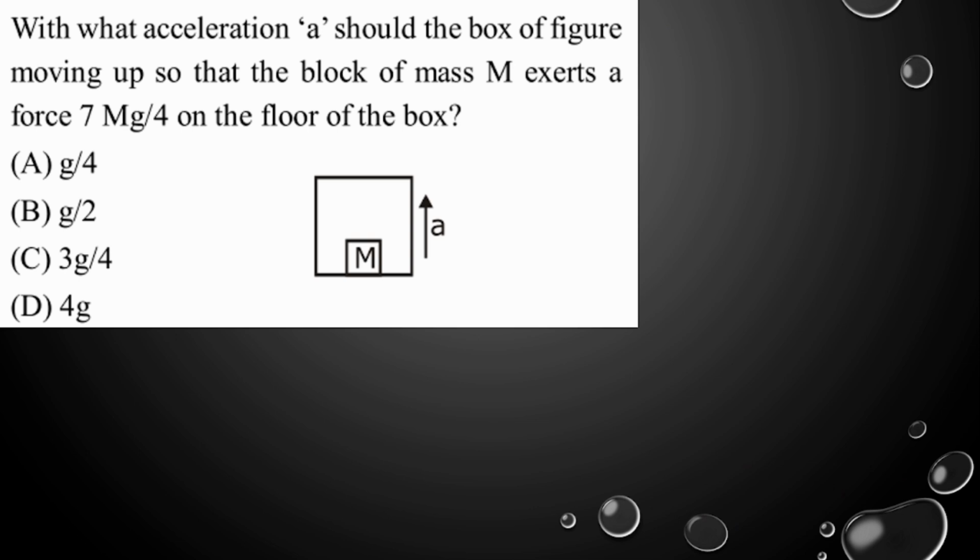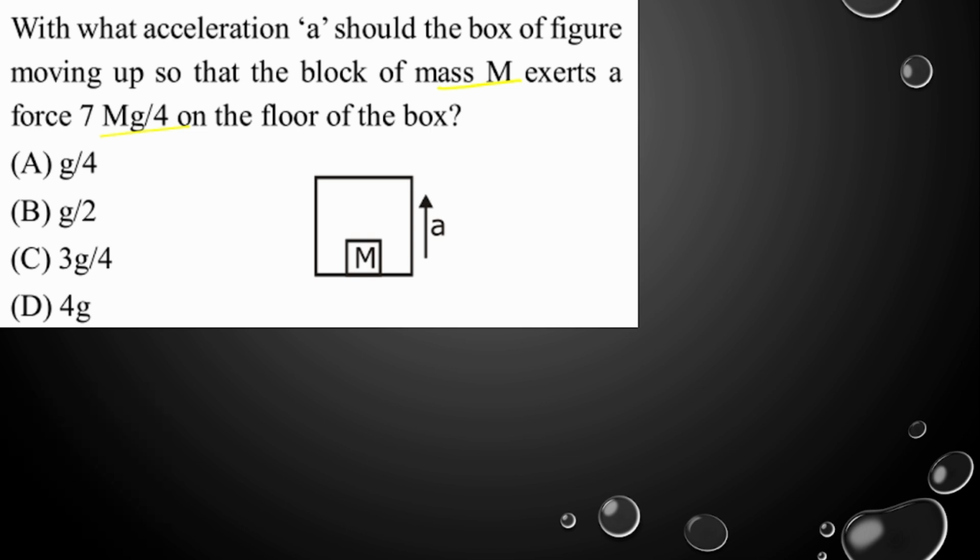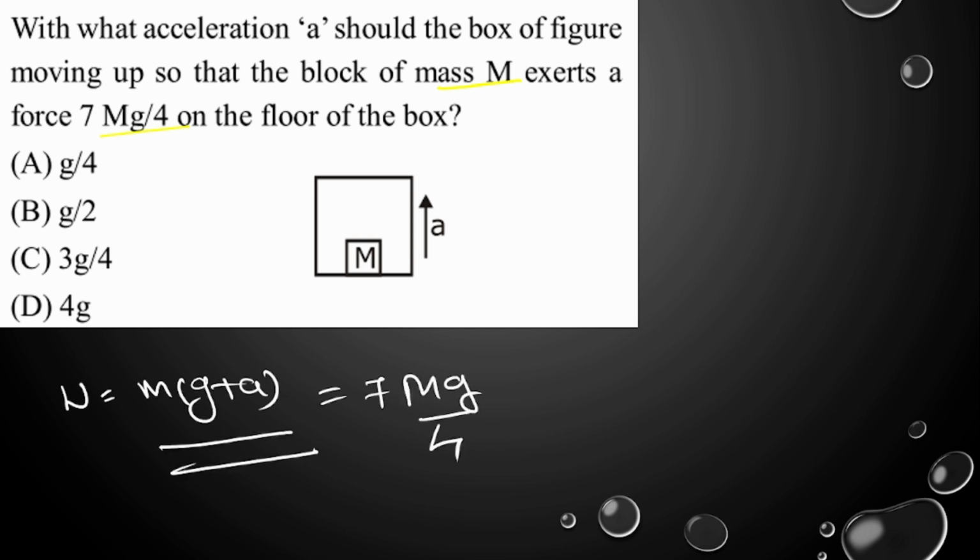Okay, the next question is, here we have acceleration a. The system is moving upward, and mass m exerts a force of 7 mg by 4 on the floor. So this is the concept of apparent weight. That is m into g plus a when the lift is going upward, and that shows 7 mg by 4. So from here we can find out what is a.